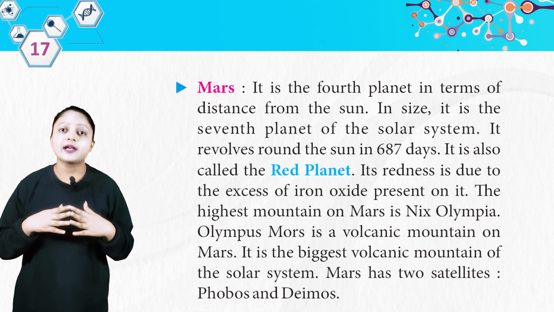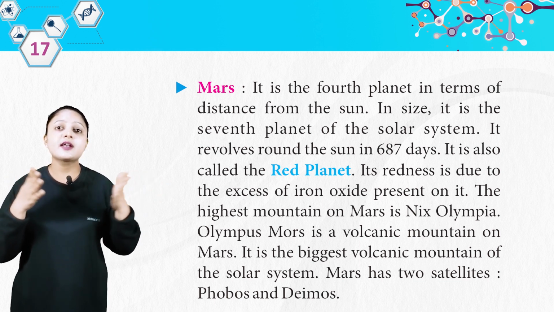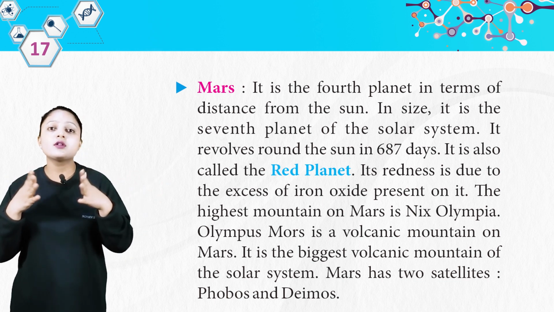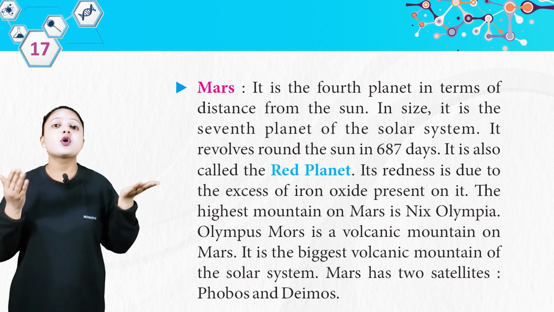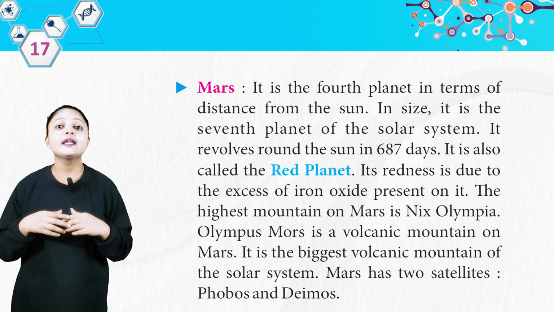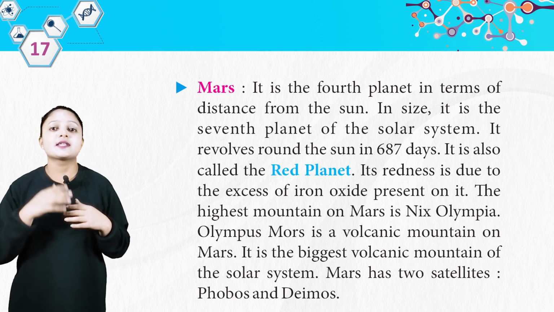Mars. It is the fourth planet in terms of distance from the Sun. In size, it is the seventh planet of the solar system. It revolves round the Sun in 687 days. It is also called the red planet. Its redness is due to the excess of iron oxide present on it.